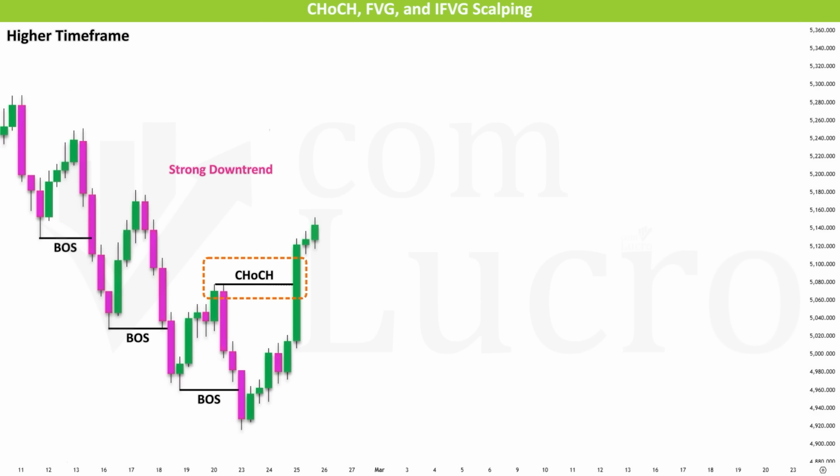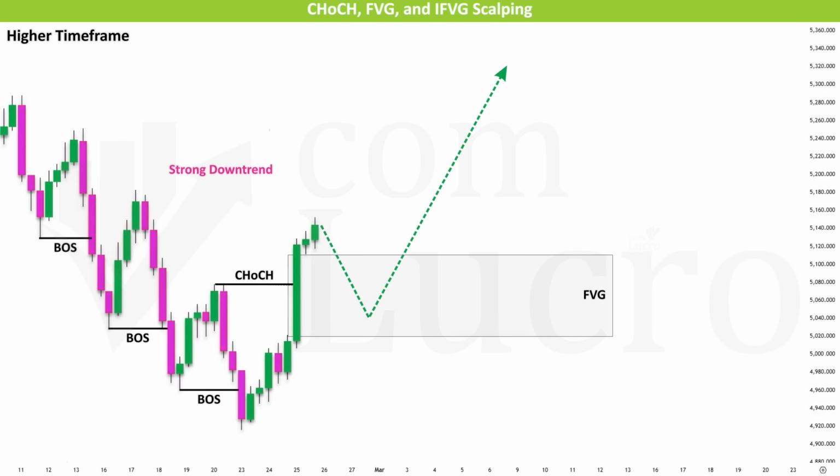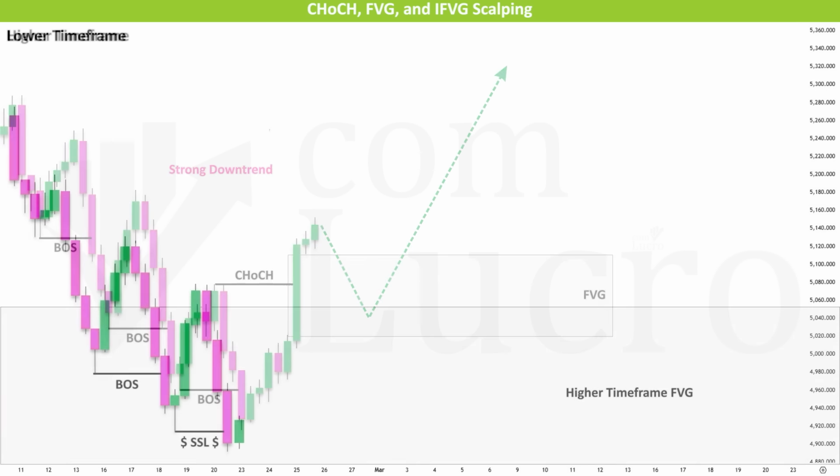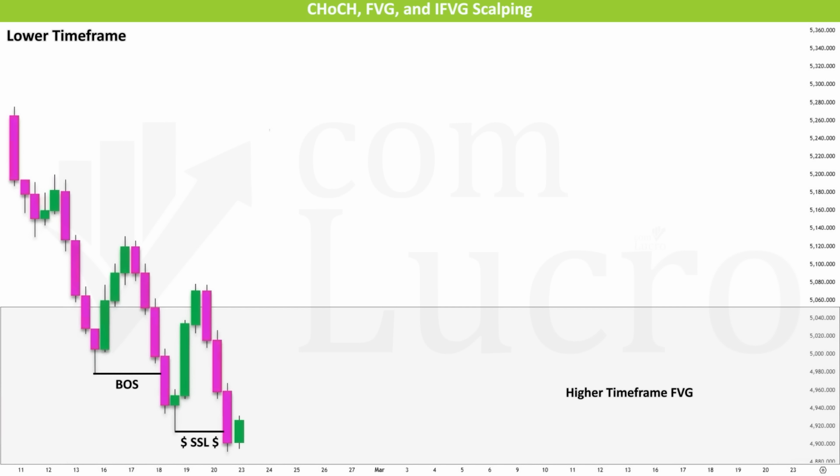for a buying opportunity. At this stage, focus on identifying a bullish fair value gap that forms within the change of character leg. After marking the higher time frame change of character and its fair value gap manually on the chart, move down to the lower time frame and wait for price to return to that higher time frame fair value gap.